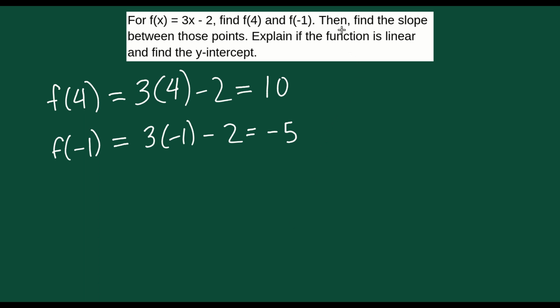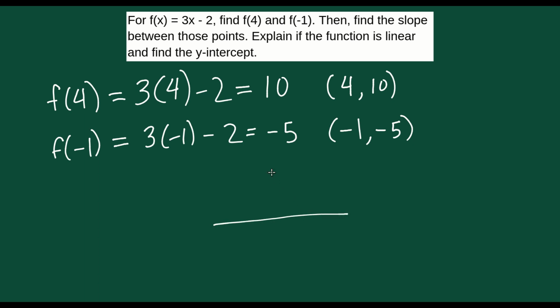The second part, they tell us to find the slope between those points. So if we have a 10 and negative 5, by themselves, those are not points. But if we combine it with the x's that they give us, we actually do have points. Okay, so f of 4, if x is 4, our function, remember f of x is another name for y, our y is 10. And if x is a negative 1, our y, our f of x, is a negative 5.